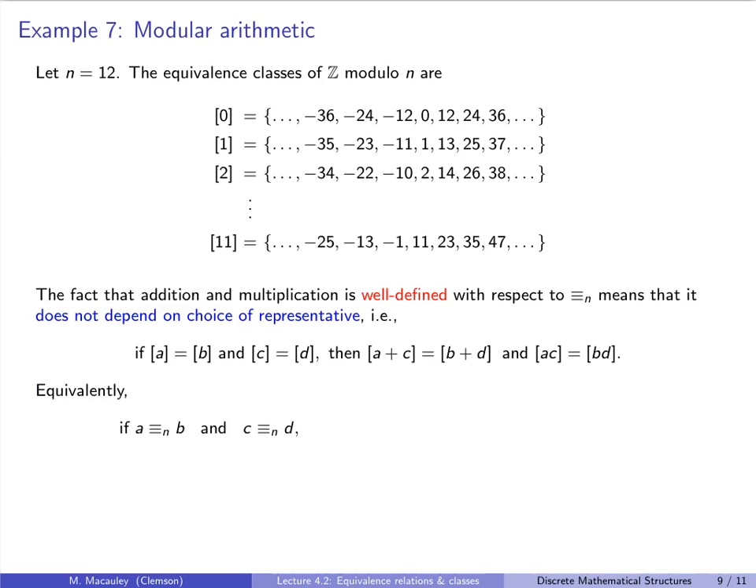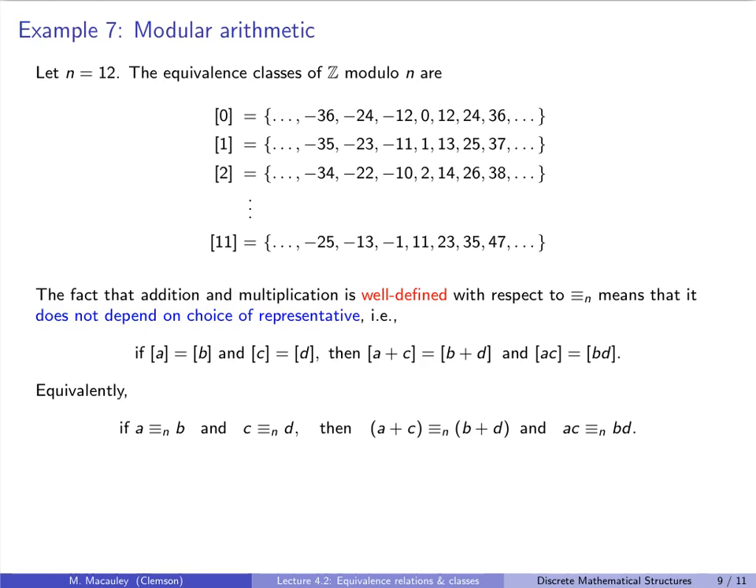In the language of equivalence mod n, if A is equivalent to B mod n, that's what this means up here, and if C is equivalent to D mod n, that's what that means up here, then A plus C is equivalent to B plus D mod n, that's just this, and A times C is equivalent to B times D mod n, and that's just this.